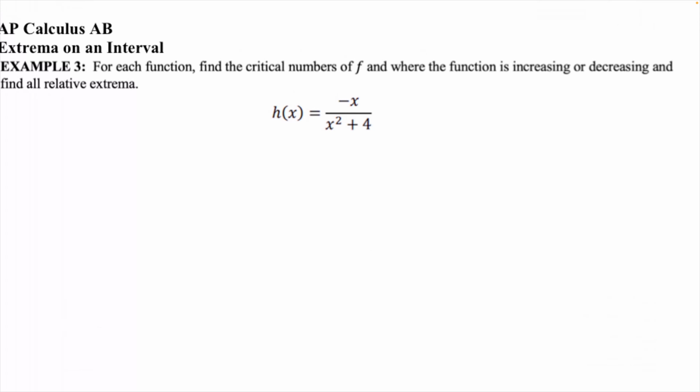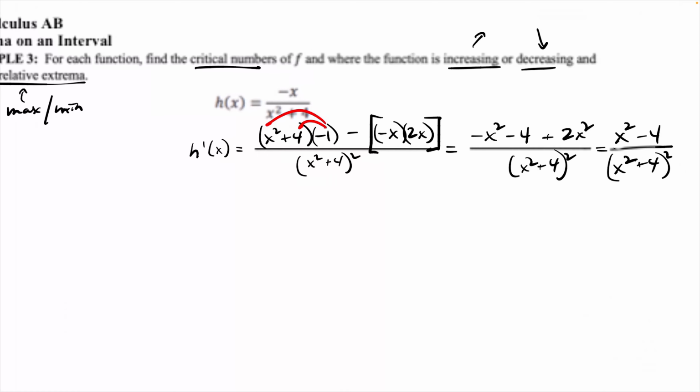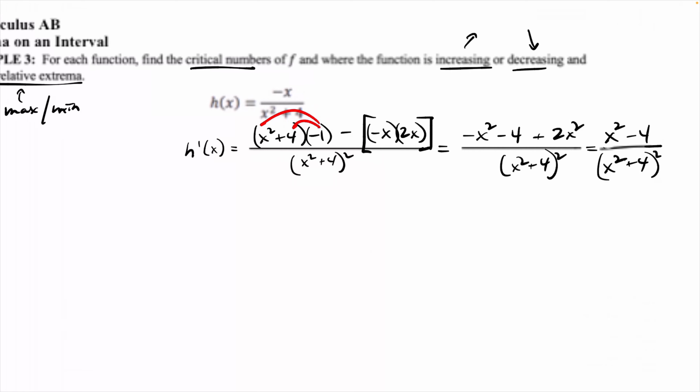Oh no, I don't want to find the derivative. Okay? Gotta find everything. We gotta find a derivative. We gotta do quotient rule. Okay, so once I find the derivative, I found the first derivative was x squared minus 4 over x squared plus 4, quantity squared. What do I do next? I got to find the critical numbers. I got to find increasing, decreasing, and then relative maximums or minimums. So what do I do next?